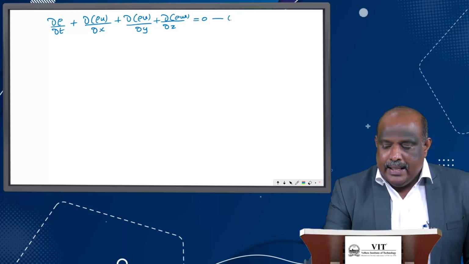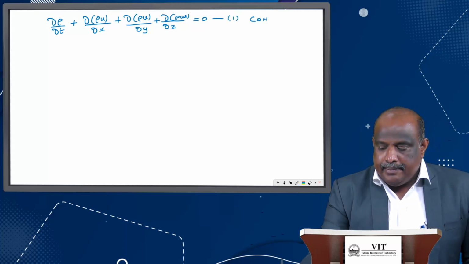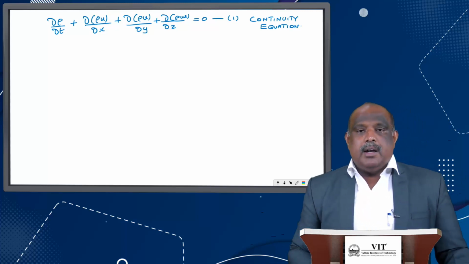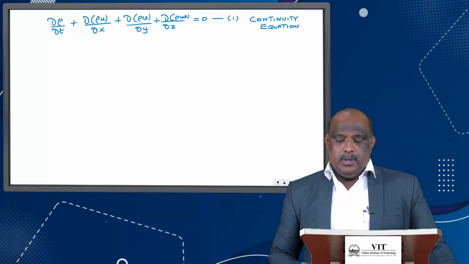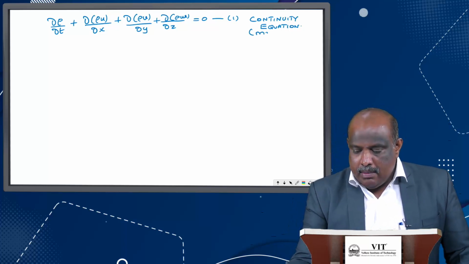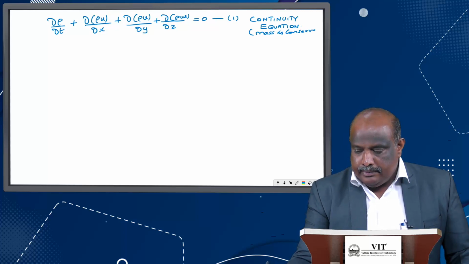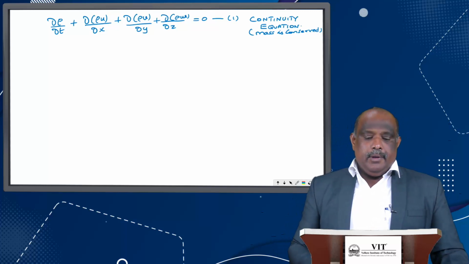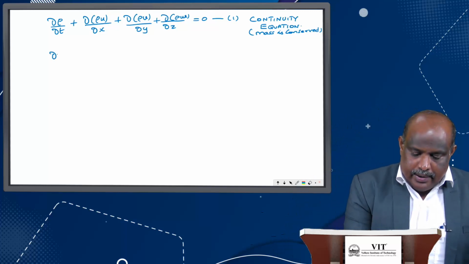This equation is called the continuity equation, arrived from the conservation of mass. It says that m dot 1 will be equal to m dot 2, that is, mass is conserved. So continuity equation means mass is conserved. The second thing is the u momentum equation, the third is the v momentum equation. We have already seen this one, so I will write quickly.